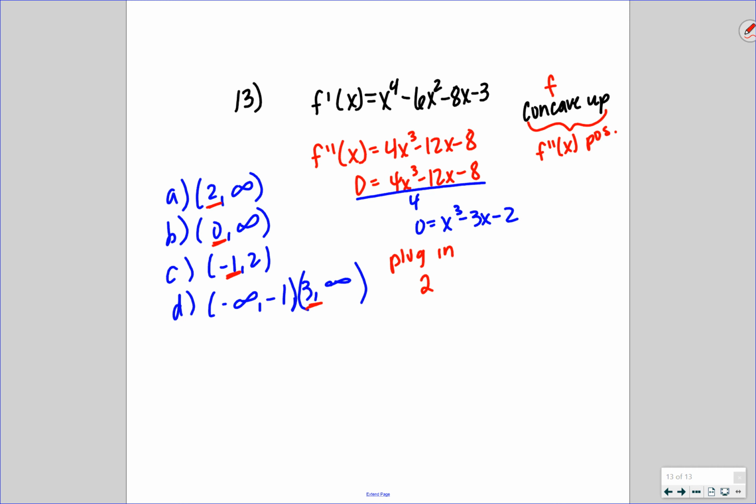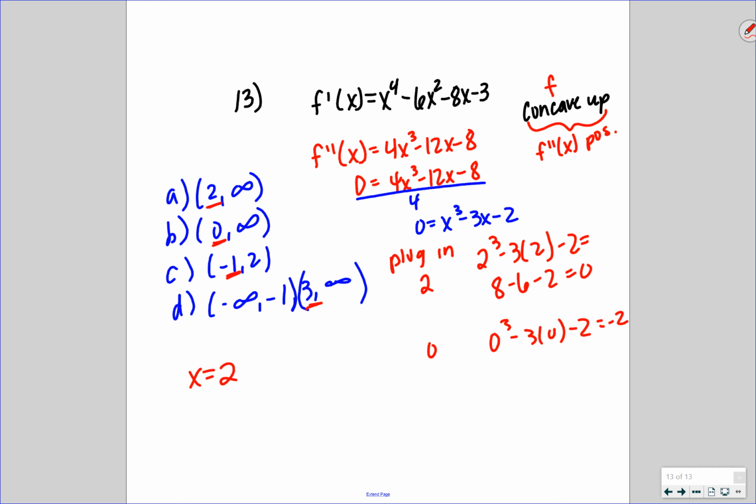So when I plug in 2, I would get 2 cubed minus 3 times 2 minus 2. So I would get 8 minus 6 minus 2. That gives me 0. So one of my points of inflection is definitely 2, or a possible point of inflection. Plug in 0. 0 cubed minus 3 times 0 minus 2. That gives me a negative 2. Not a point of inflection. B is definitely not an answer.